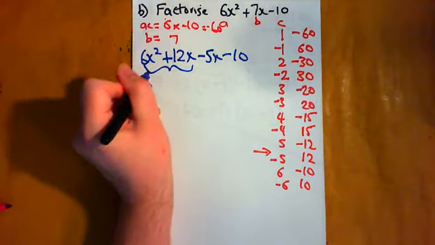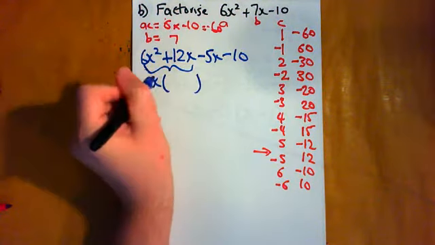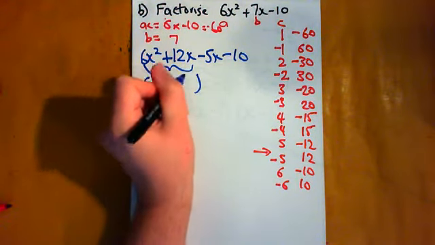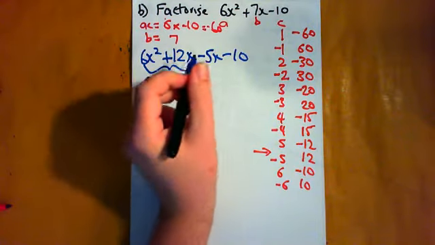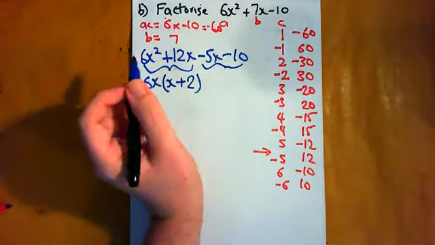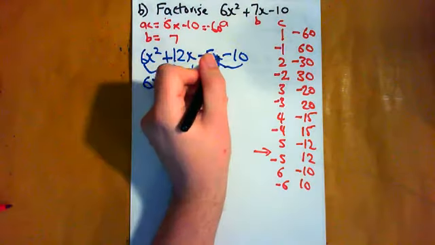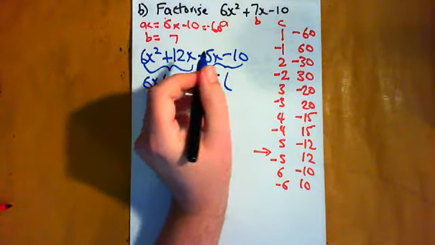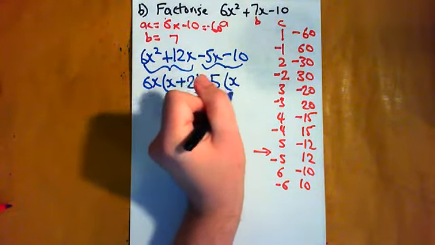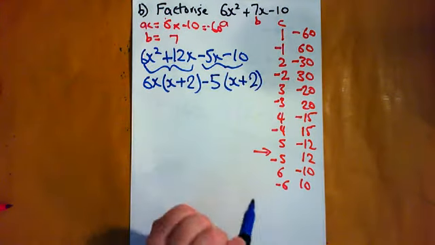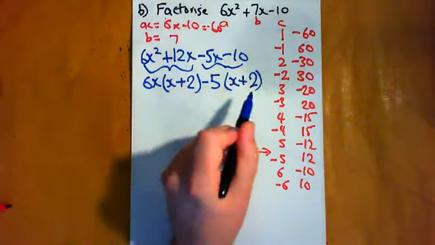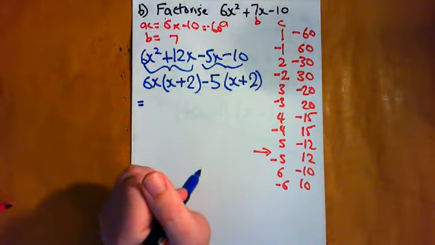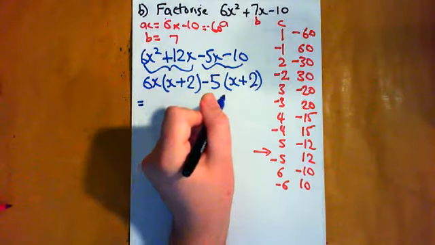That's going to be 6 times x, and the bracket is going to be 6x times x gives us 6x squared, and 6x times 2 is 12x. Now out of this pair, the third sign there is a negative, so I want to keep that negative. So we've got a factor of 5. Now minus 5 times what gives us minus 5x, that's x, and minus 5 times positive 2 gives us minus 10. So again we've got the two brackets there being the same, which we need to have. If not, something's gone awry and you've probably made a mistake.